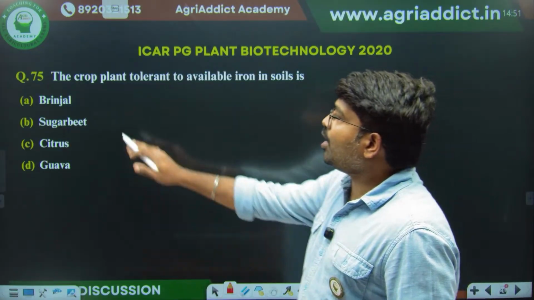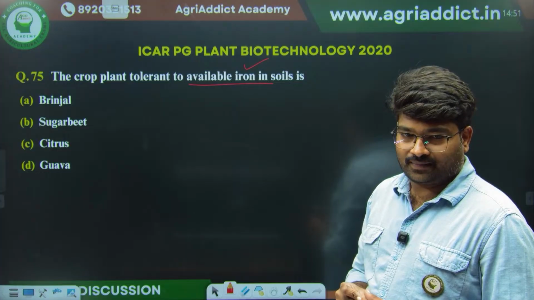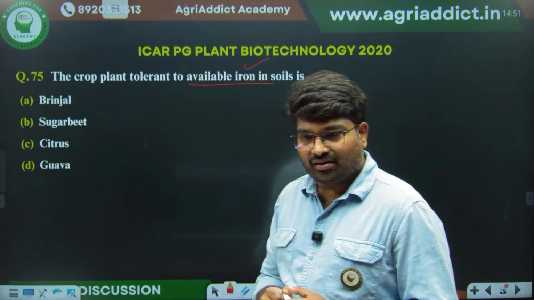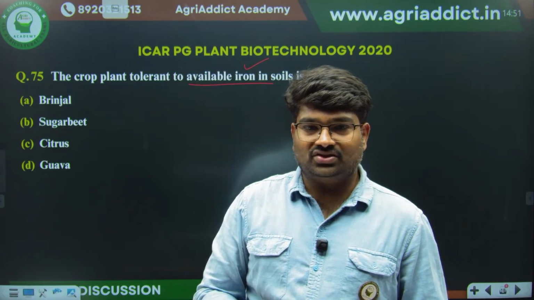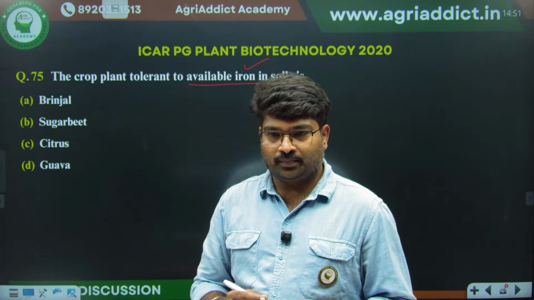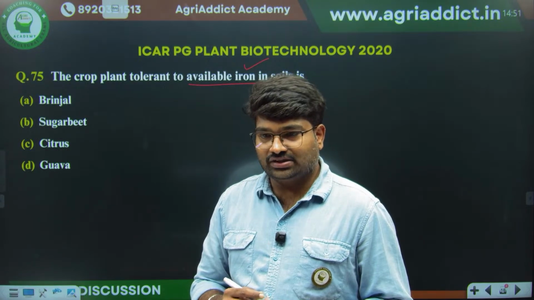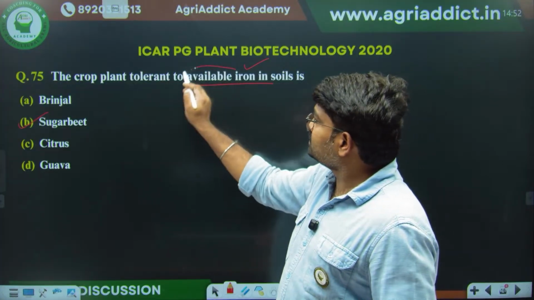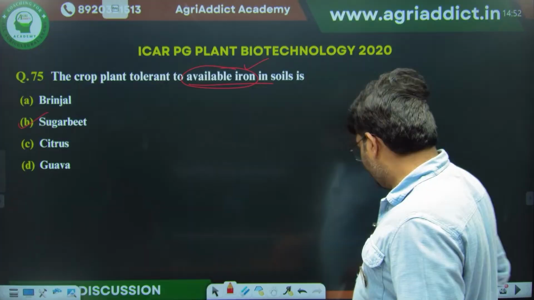The crop plant tolerant to available iron in soil is what? Even if iron is there, it will be tolerant and grow. Which crop is tolerant to available iron in soil? Brinjal, sugar beet, citrus, guava. What will be the answer? Sugar beet, yes, very good. Sugar beet is the crop plant that is tolerant to available iron. Even if iron toxicity is there, sugar beet can grow.